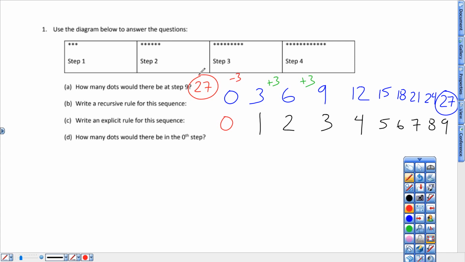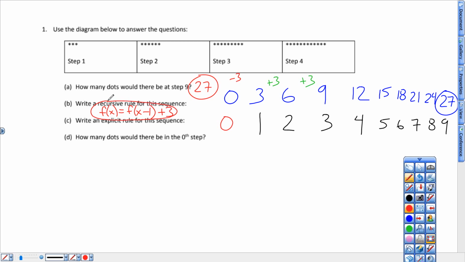Here it is. This is the equation I used. f(x) equals f(x minus 1) plus that 3 I'm adding each time. So to find each term, use the one before it, add 3.